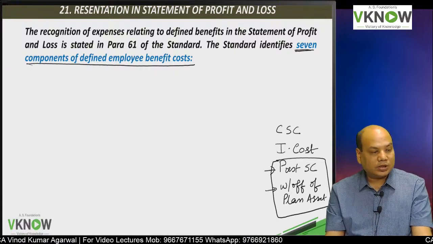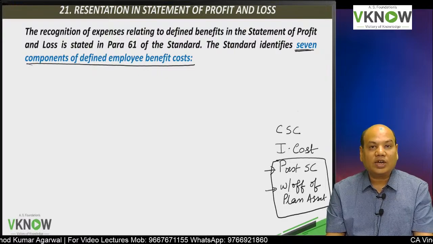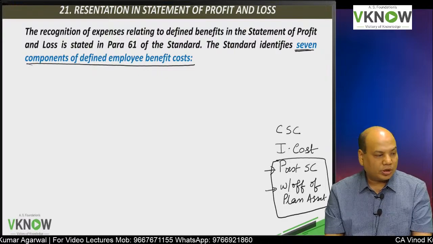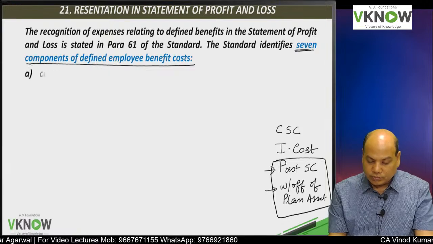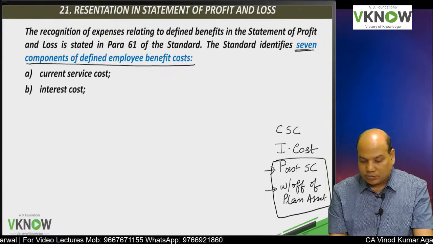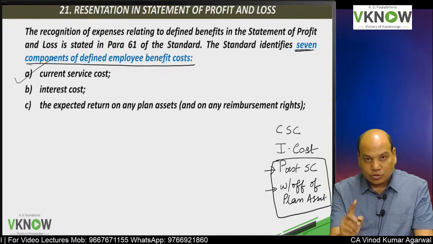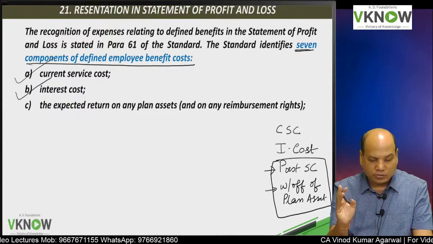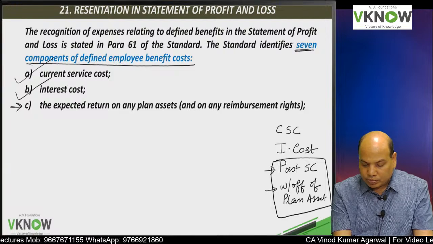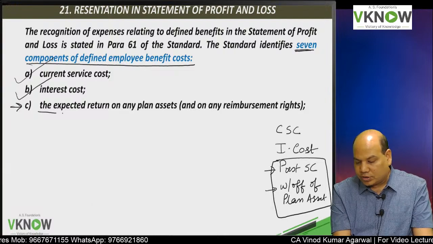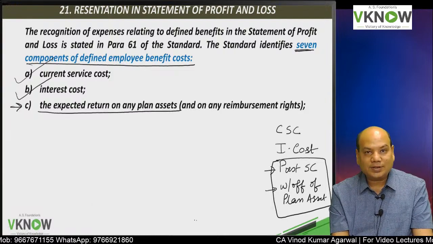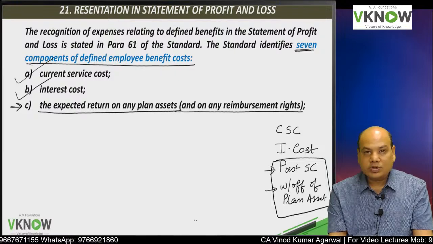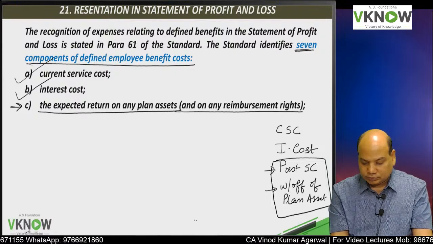In addition to that, there are 3 more items which will be shown in profit and loss account. So which are these items? Let us make a list. Current service cost we have discussed, 3 questions. Interest cost we have discussed, we have taken 3 questions. Point number C is expected return on any plan asset and any reimbursement right.